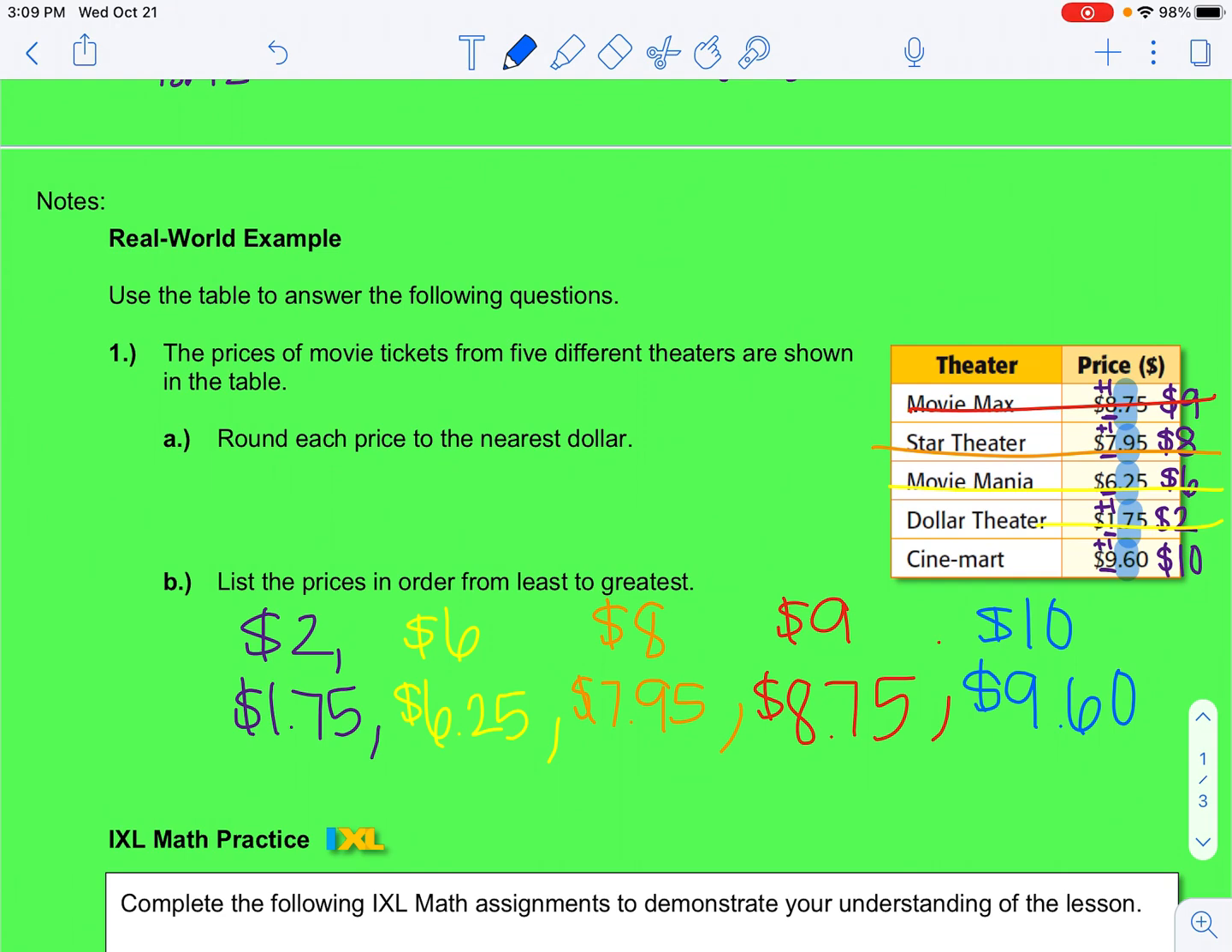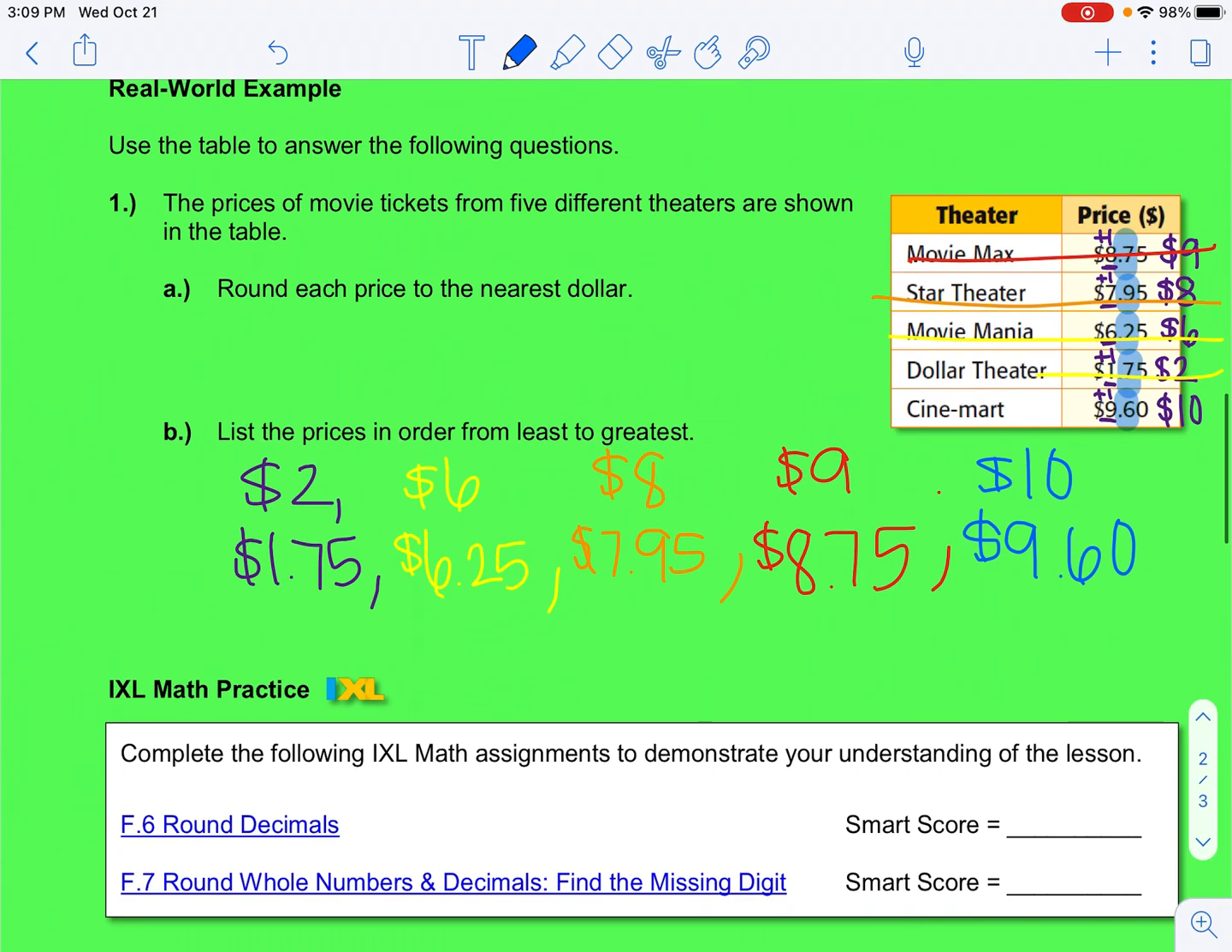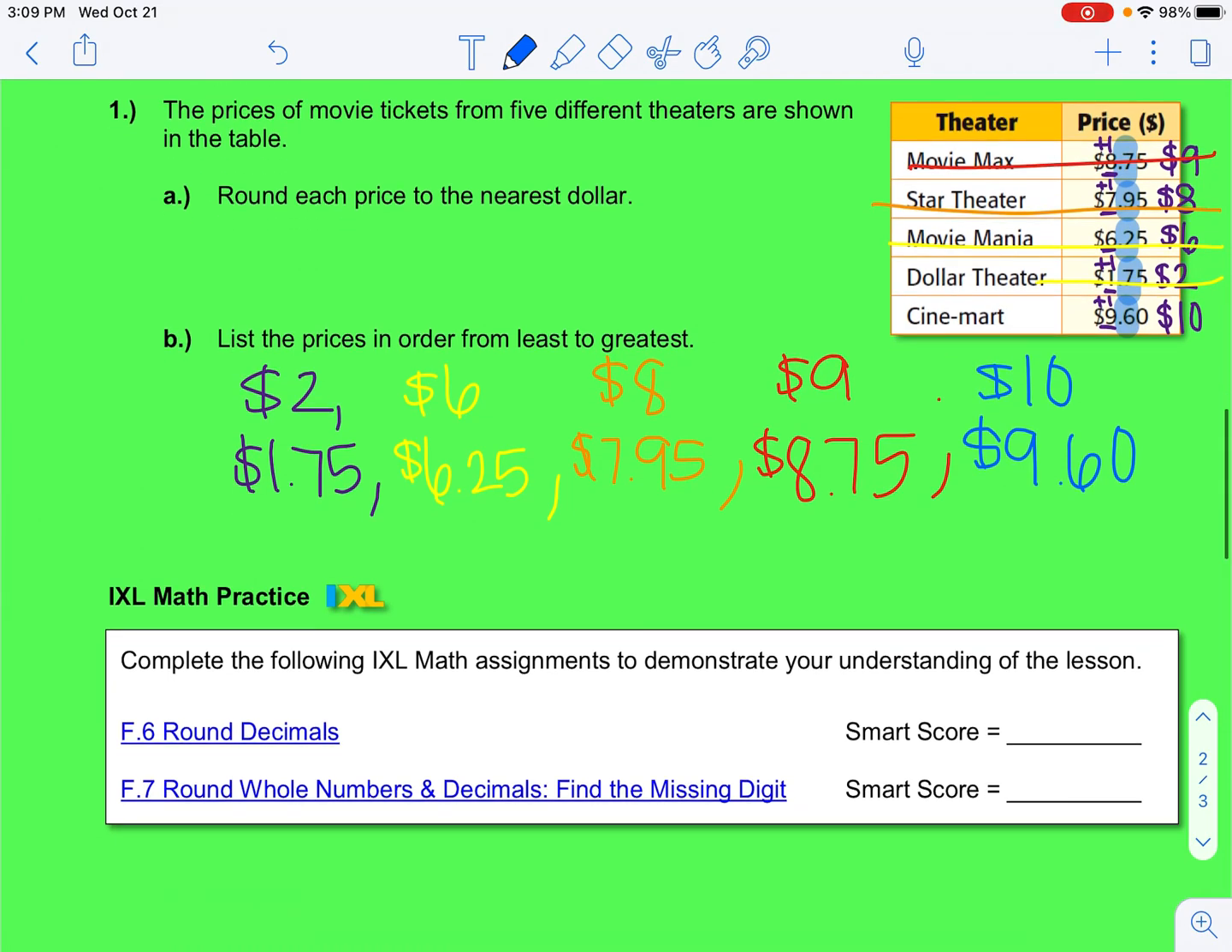Alright, so I've just listed all of my prices in order from least to greatest, and I'm done. So now there are 2 IXLs to work on today. Once you have worked on those 2 IXLs, then you can go ahead and work on the 2.3 worksheet.